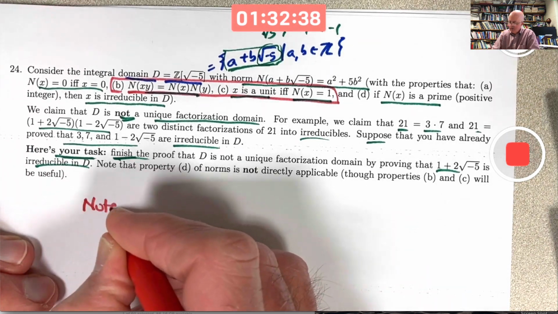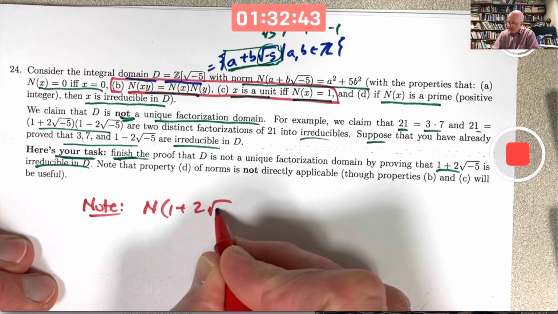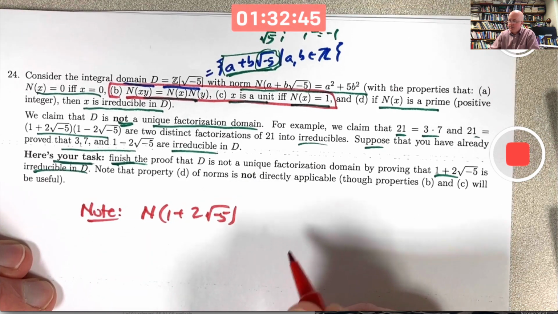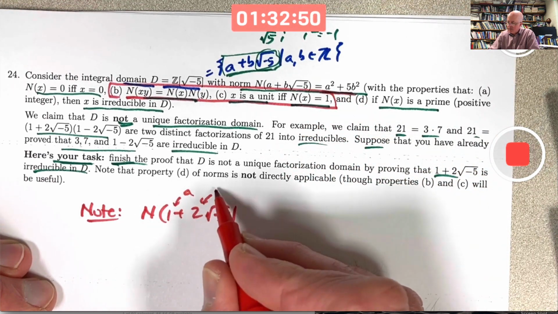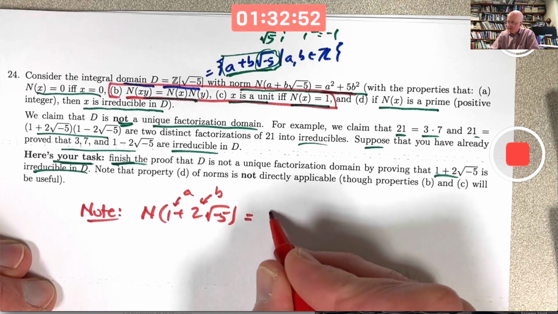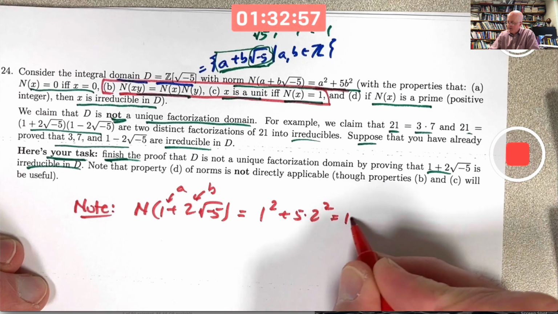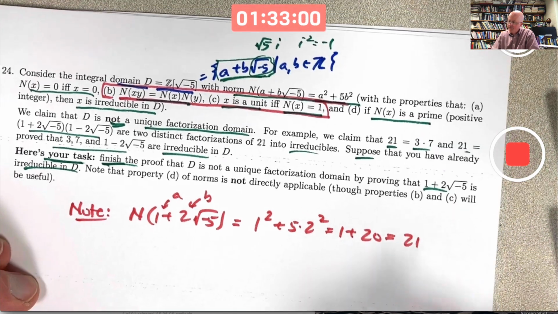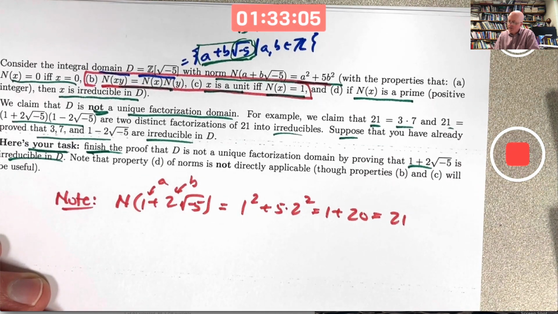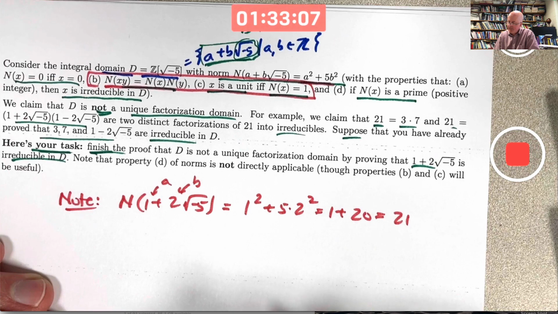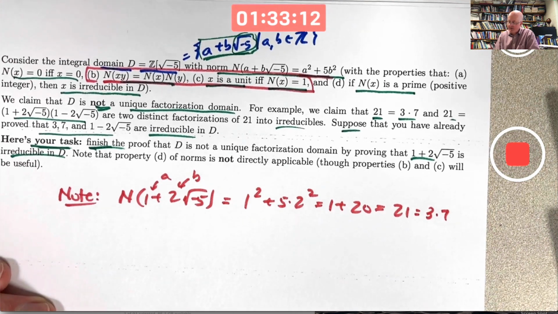First note, what is n of this quantity, 1 plus 2 root negative 5? Use the formula here. A is 1, B is 2. So the formula says do 1 squared plus 5 times 2 squared. 1 plus 20 is 21. Maybe not a coincidence there. 21 is what these 2 things multiply to. Let's also note that 21 is 3 times 7, an ordinary prime factorization.